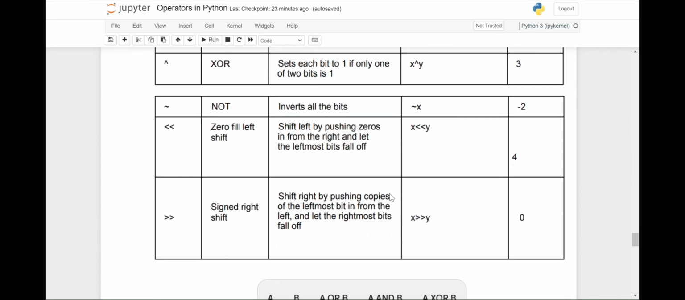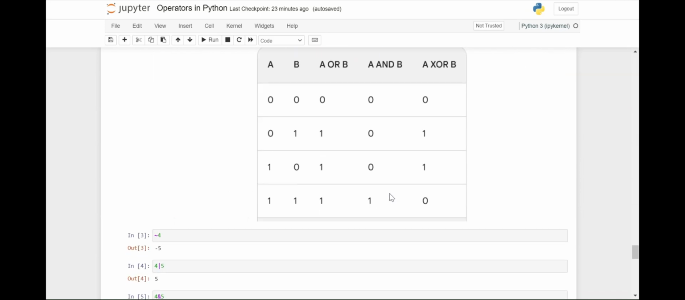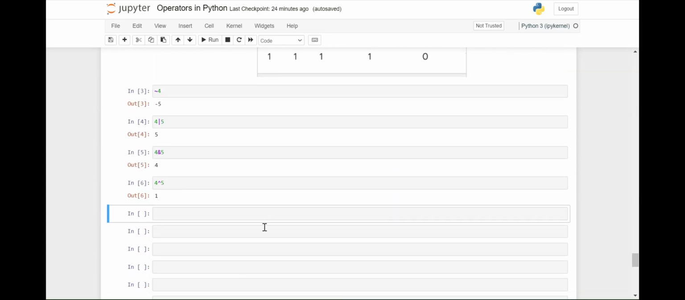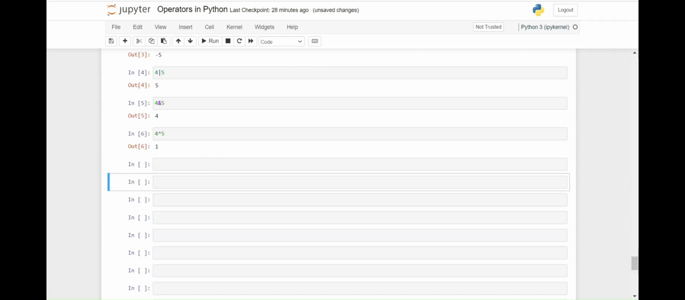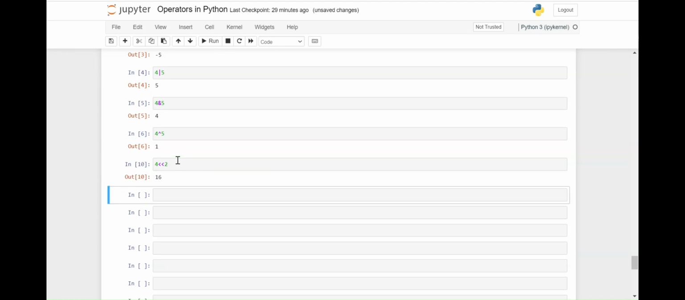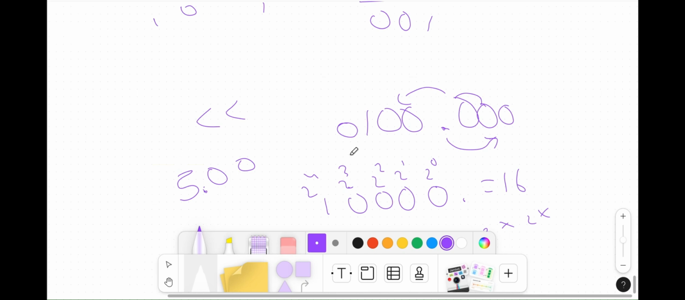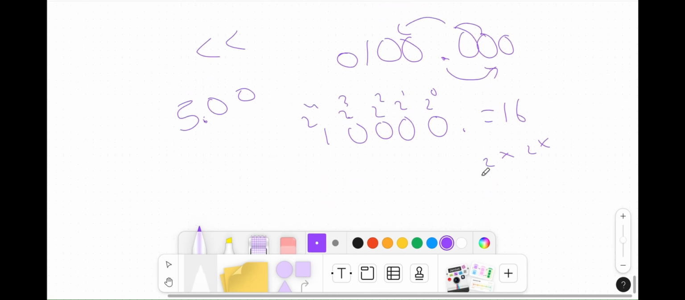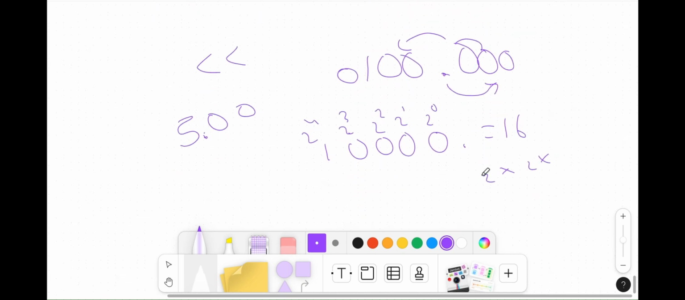Left shift of 4. 100 is 4, right? Just a second. Okay, so let's just start with the left shift of 4. So how are we going to write this? The left shift symbol is this one. We're going to write 2 because we're moving by 2 bits. Okay, that's what we did, right? Let's see the output. It's 16 and it matches with our output here. See, we got 16 over here. That's how we do left shift.